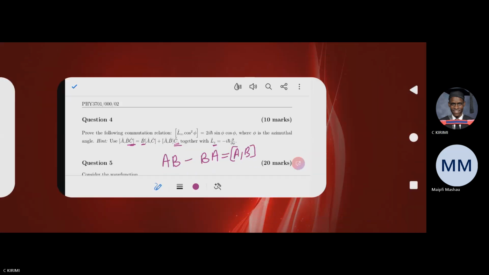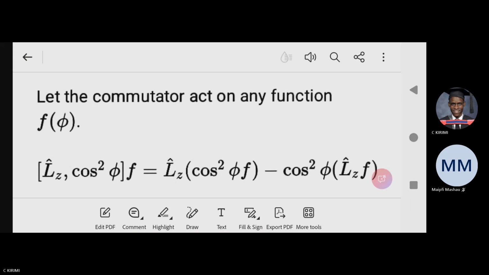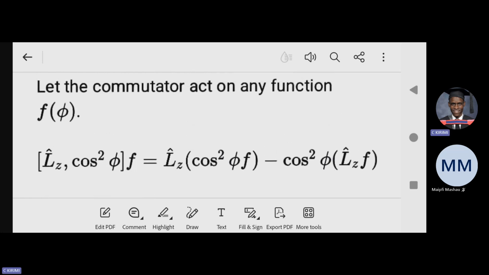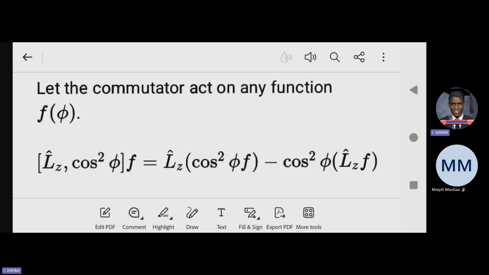So phi, it will be a function. It's not a function in terms of x, but the variable there is phi. So which means L_z commuting with cos squared, then that function which is outside here, which we have put the phi, is the function in terms of phi. That is the f.